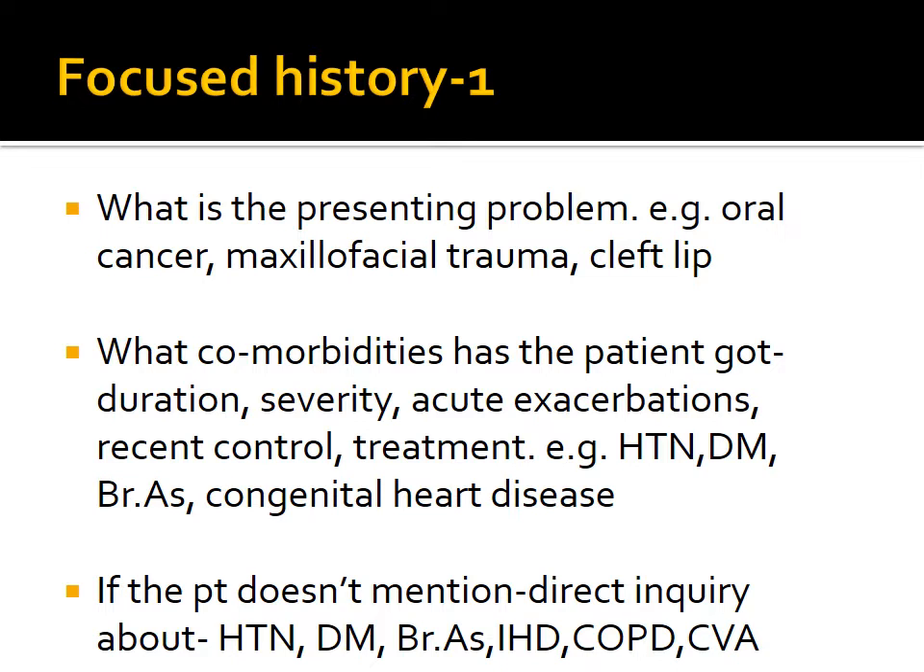So I have mentioned in the next thing also, recent control of the illness is very important. For an example, if the patient has had a very poor control of high blood pressure and diabetes in the recent past, last few days, last few weeks, that has a direct implication on surgery and anesthesia. And things like congenital heart diseases. So what kind of treatment is the patient on?